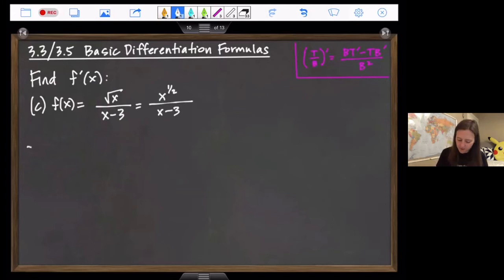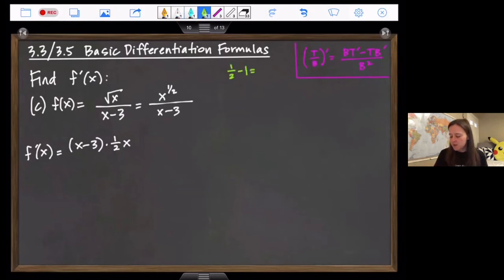All right, so I've got my quotient rule in the upper right-hand corner. We're going to find our f prime of x. So we're going to take our bottom, our denominator, x minus 3, times the derivative of the top. So we want the derivative of x to the half. So we're going to bring down that 1/2 x. Then we're going to do 1/2 minus 1 in the exponent. So we've done this a couple times before. 1/2 minus 2 over 2 gives me negative 1/2. So my new exponent for the derivative is negative 1/2.